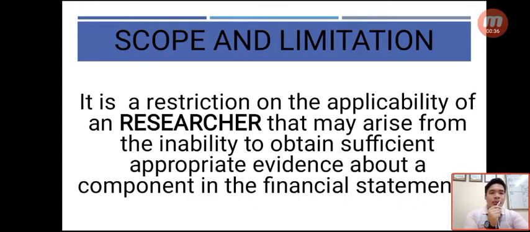Okay, so scope and limitation, it is restriction of the applicability of a researcher that may arise from inability to obtain sufficient appropriate evidence about the component in financial statements. So scope and limitation, it is the component of your research. So ano yung nilalaman, kung saan ba siya gagamitin, kung saan ba siya i-apply, kung sino nga ba yung related sa inyong ginawang research.